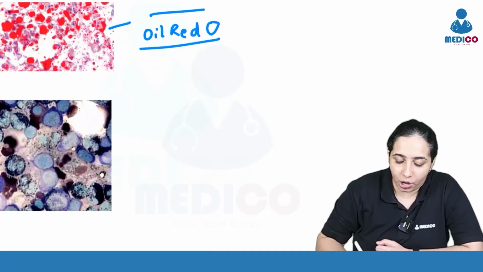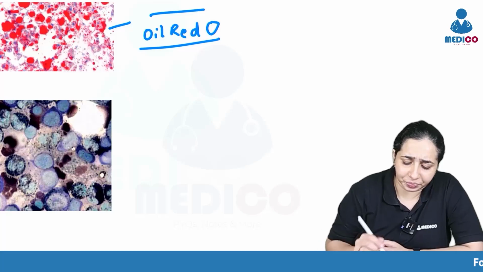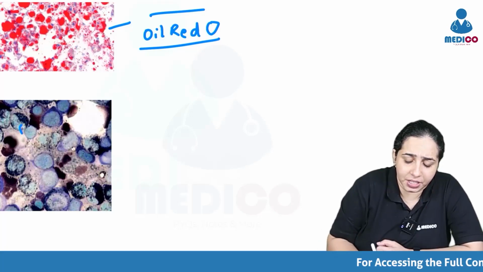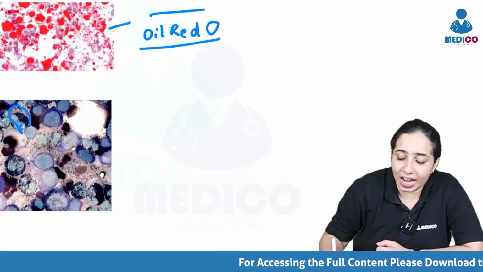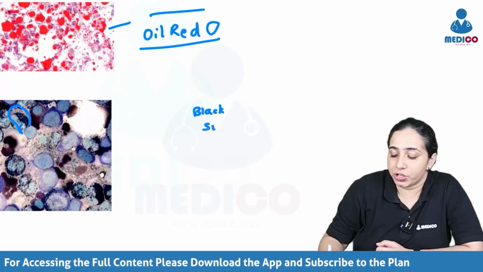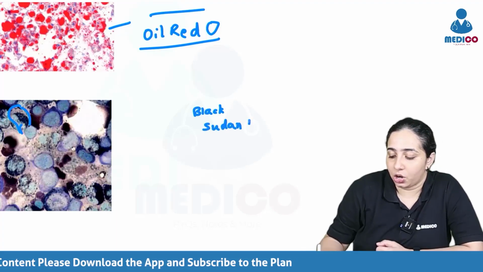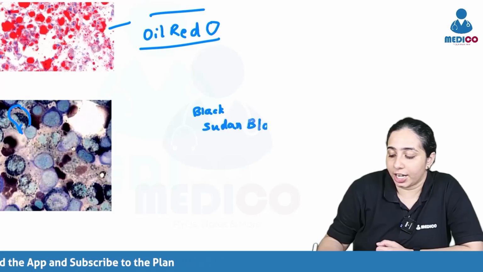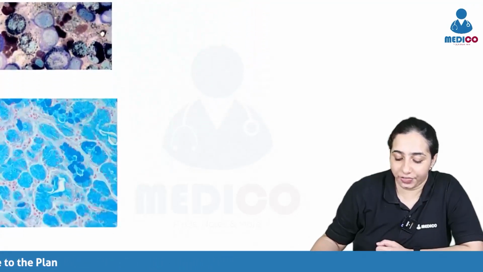Now, second, again, you can see cells having some dark colored, black colored substance. So this black stain is going to be your Sudan black. All right, Sudan black. That also stains fat.